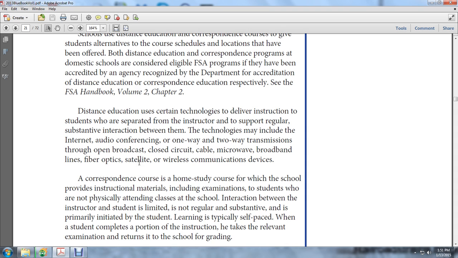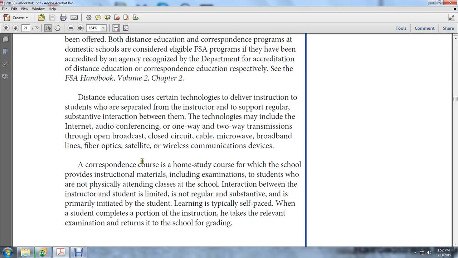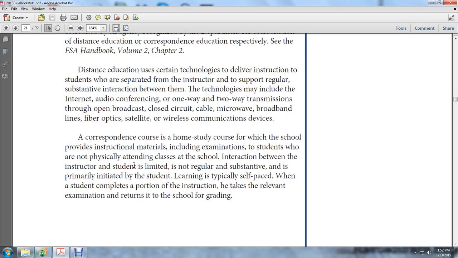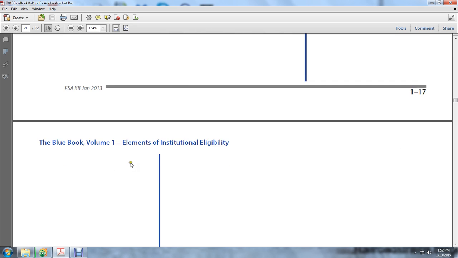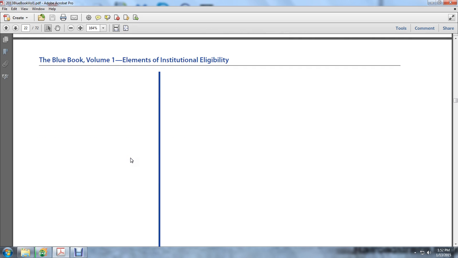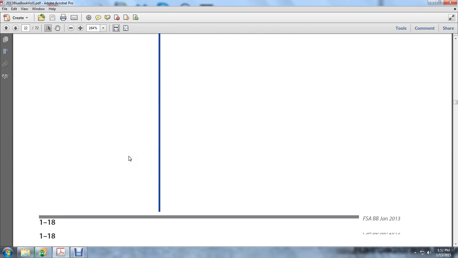A correspondence course is a home study course in which the school provides instructional materials, including examinations, to students who are not physically attending classes at the school. Interaction between the instructor and student is limited, not regular and substantive, and primarily initiated by the student. Learning is typically self-paced. When a student completes a portion of the instruction, he takes a relevant examination and returns it to the school for grading. This is Book 1, Elements of Institutional Eligibility, Chapter 2.